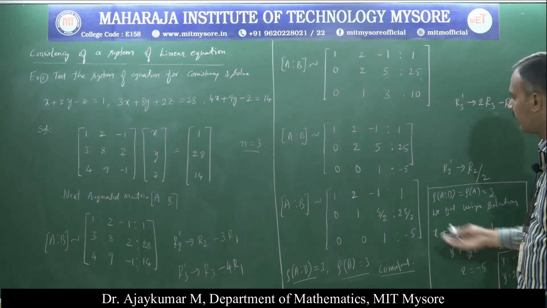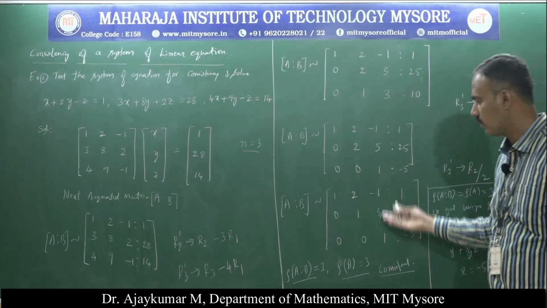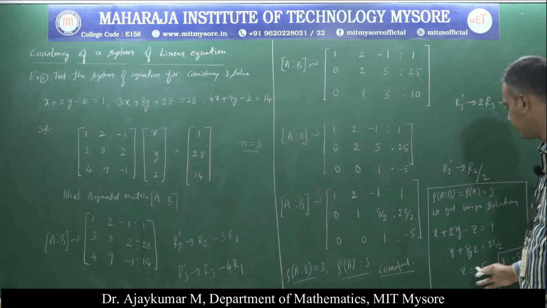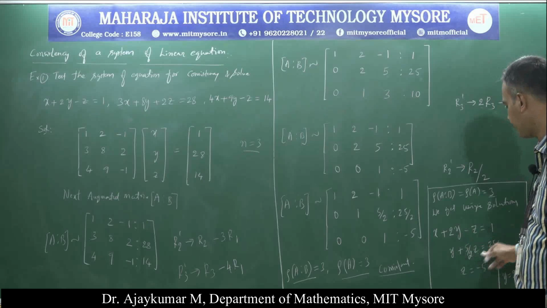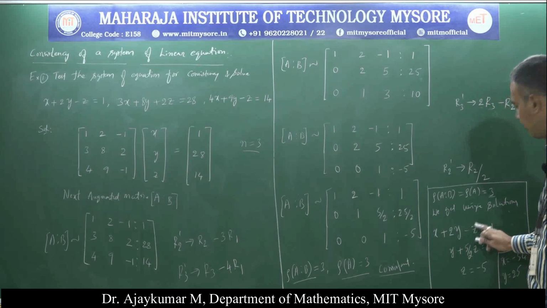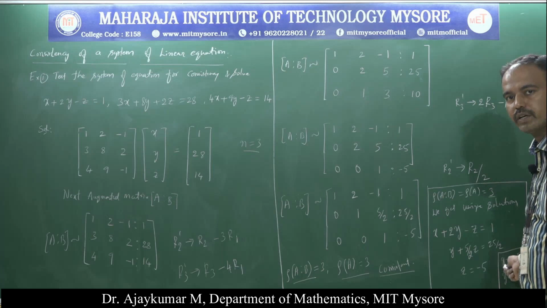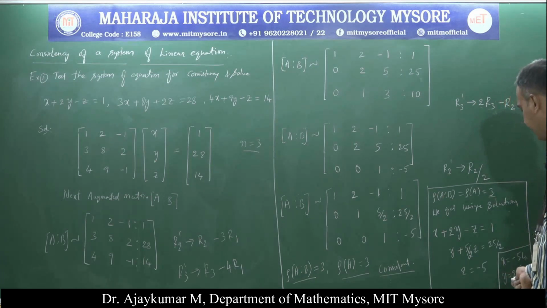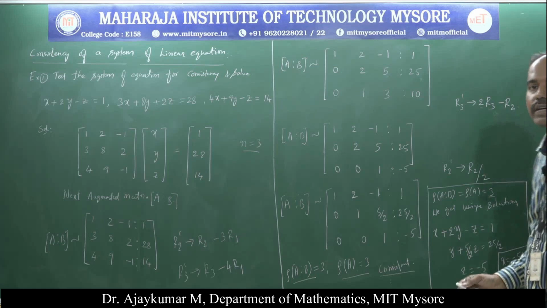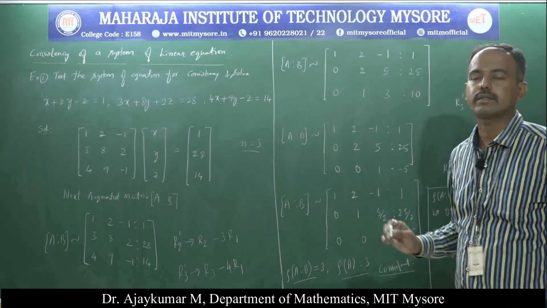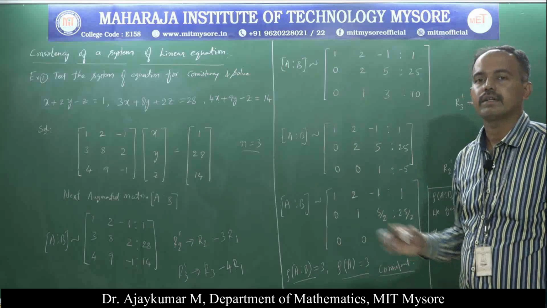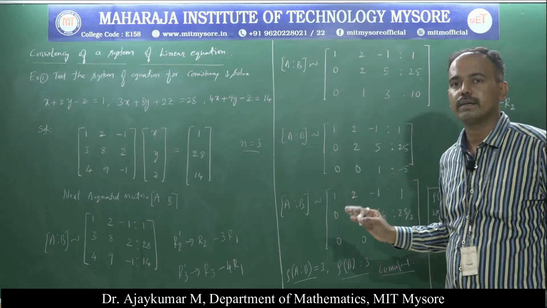Now how do we obtain the unique solution? Represent in equation form: z is equal to minus 5, substitute it here. After simplification we get y is equal to 25. Now substitute y and z; after simplification we get x is equal to minus 54. So x is minus 54, unique in nature, y is equal to 25, and z is equal to minus 5. That's why we get a unique solution for this type of system of three equations. That is the important thing here.